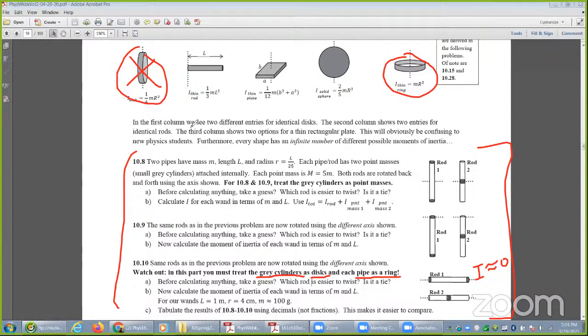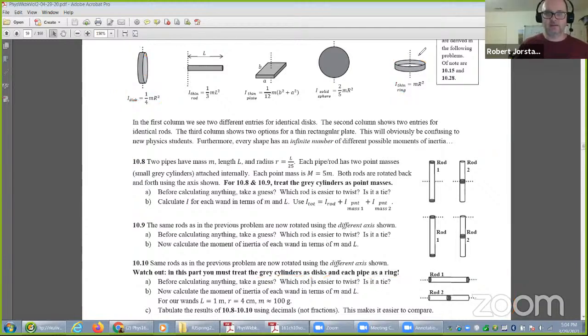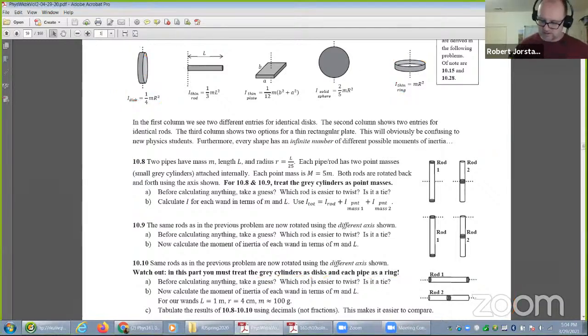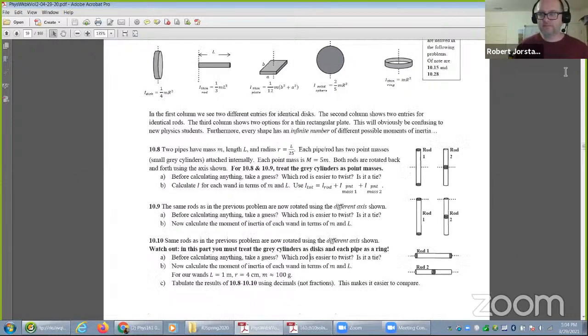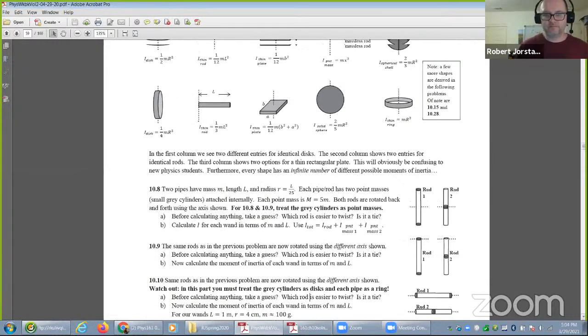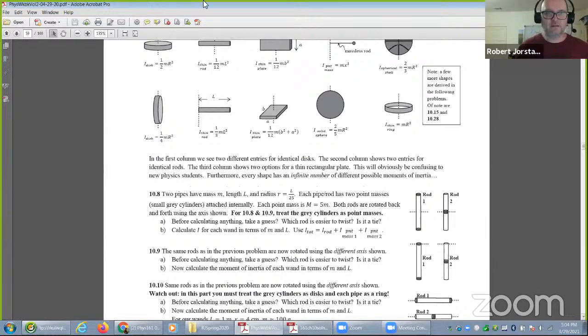The axis is wrong. Exactly. We need an axis coming out. So it's actually, let me make this just a little smaller. Sorry, I can't quite see it up there.